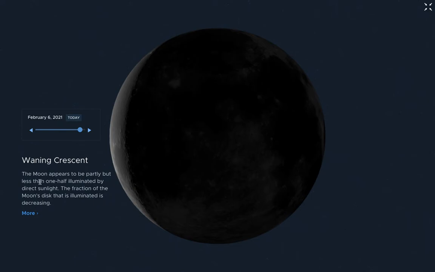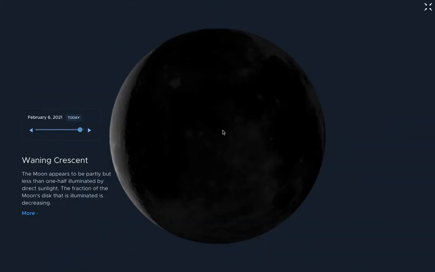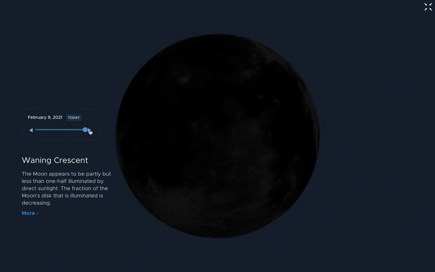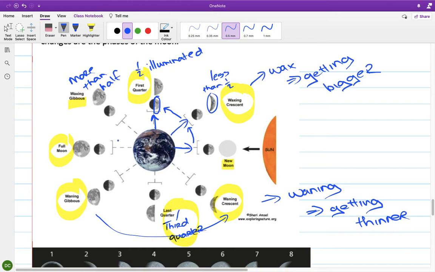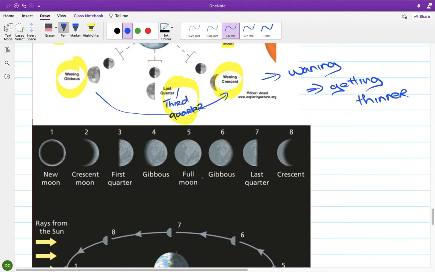Okay, so now we have less than half the moon illuminated, and you're going to see that crescent, and that crescent this time will narrow and narrow as we go back. And that's it. So 9th, so I'm going to get as far as the 9th, so presumably the 10th of February you're back to a new moon. Okay, so that's your phases. So you need to know them. You need to understand the phases of the moon and what exactly is happening and be able to name them appropriately.